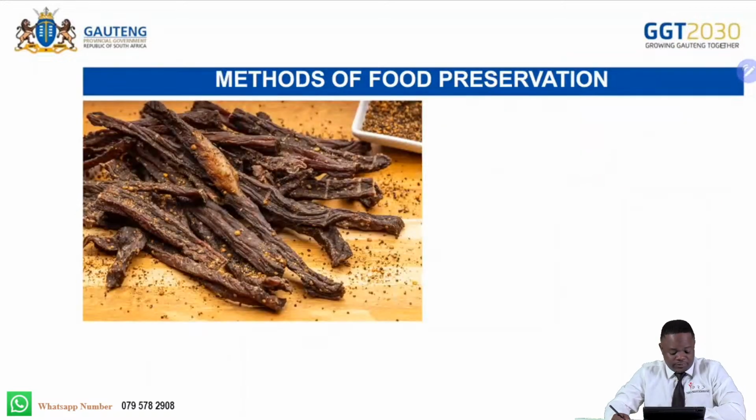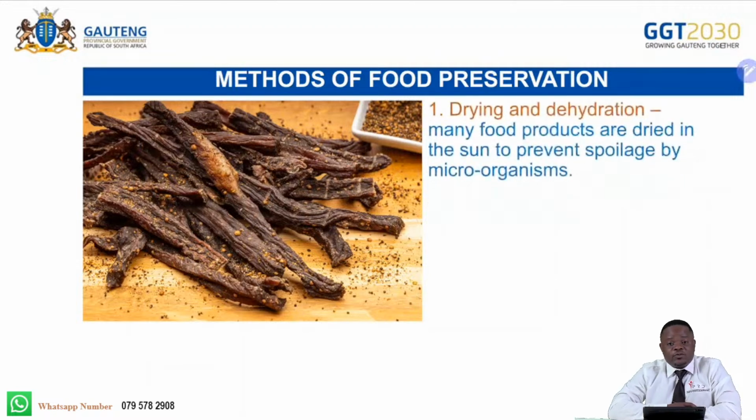Number one, someone is already hungry there. Right, the first one, we have a method called drying and dehydration. Okay, so we can dry our meaty food. There are so many kinds of plant material or even meat that we can actually dry. Okay, so we're putting this in the sun to prevent spoilage by what? By our microorganisms.